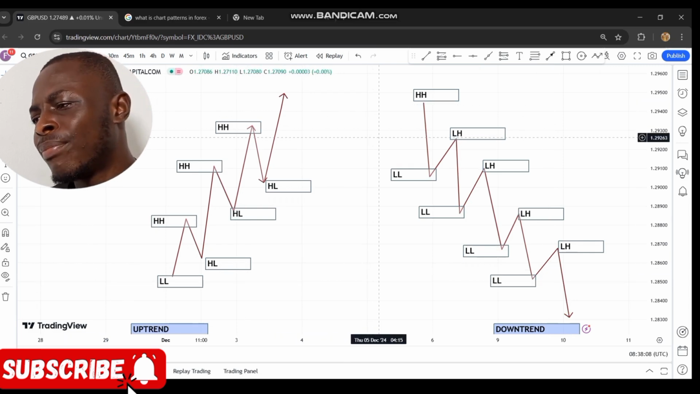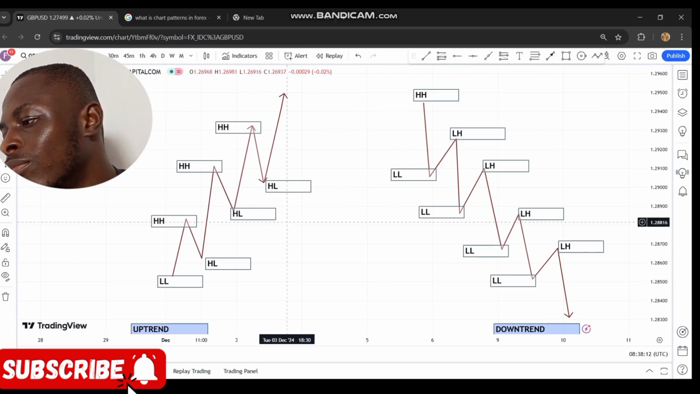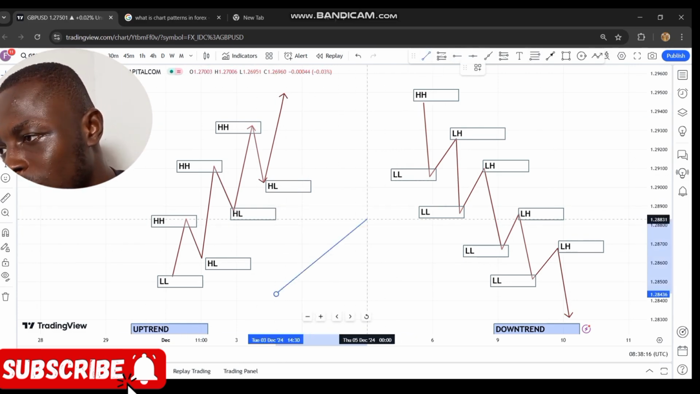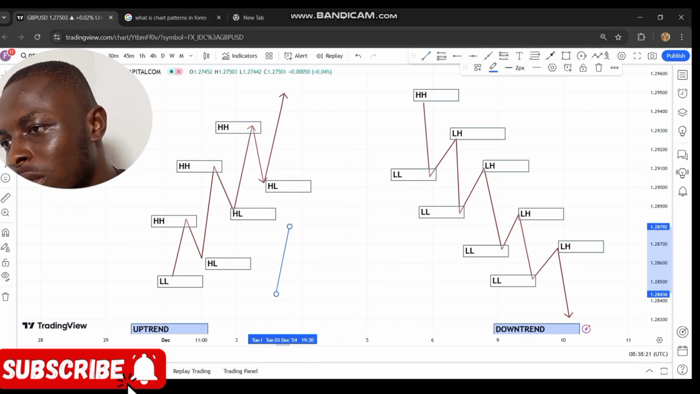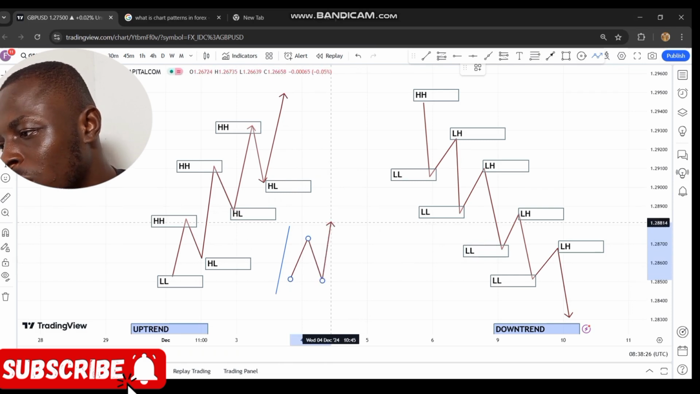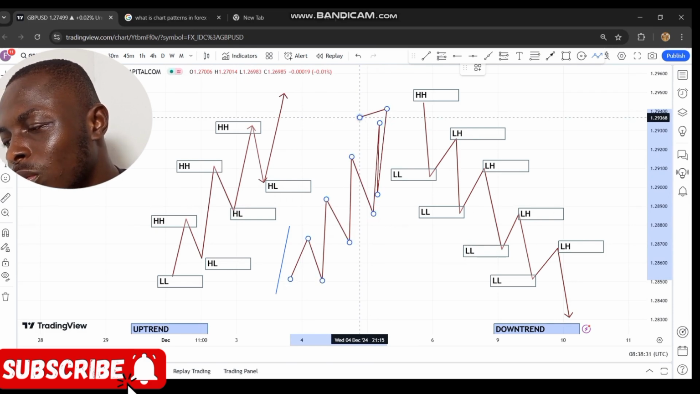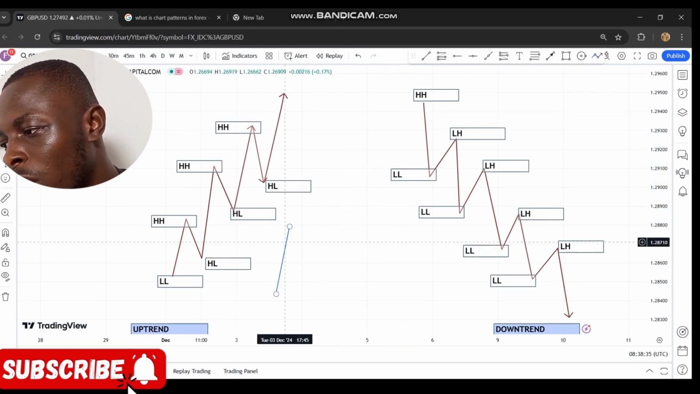Now you have to understand that price can never move in one direction, for example, just in a straight line. It doesn't move like that. Price moves, it corrects, it moves, it corrects, and so on and so forth. This is how price moves. So don't feel like an uptrend should be one way or a straight line.